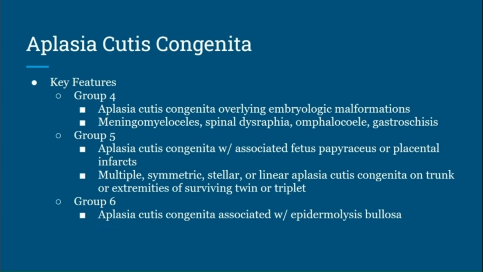Group 4 is going to be embryonic associations with aplasia cutis congenita. Group 5 is going to be ACC with associated fetus papyraceus or placental infarcts. So therefore, in group 5, you might have multiple symmetric stellate or linear aplasia cutis congenita, and this is going to be more trunk or extremities rather than the others being previously on the scalp. You might even notice group 6 here. You might have aplasia cutis congenita associated with EB.